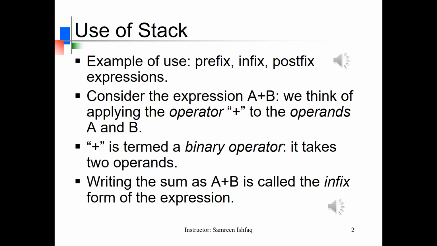Examples of uses of stack include traversing and evaluating prefix, infix, and postfix expressions. Consider the expression a plus b. We think of applying the plus operator to the operands a and b, because plus is termed a binary operator. A binary operator always takes two operands. This kind of expression, where the operator is present between two operands, is called an infix expression. We take the meaning of this expression as applying plus to both operands A and B. So this type of expression is called infix form.